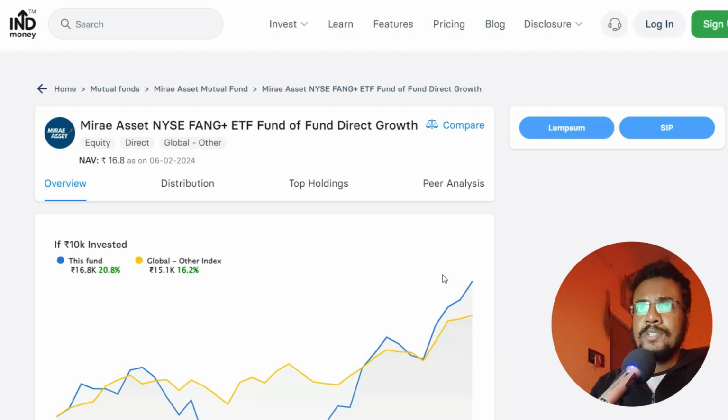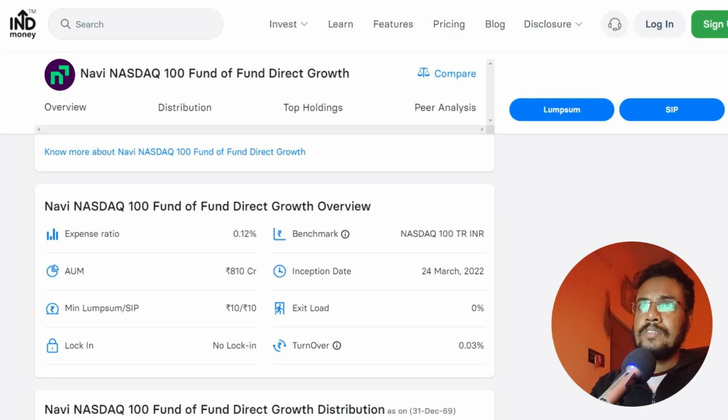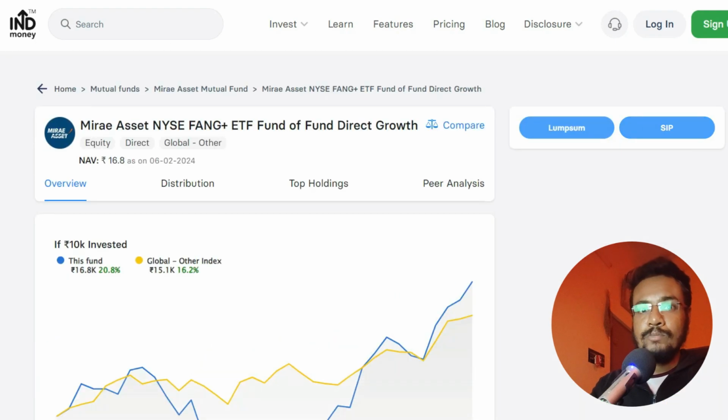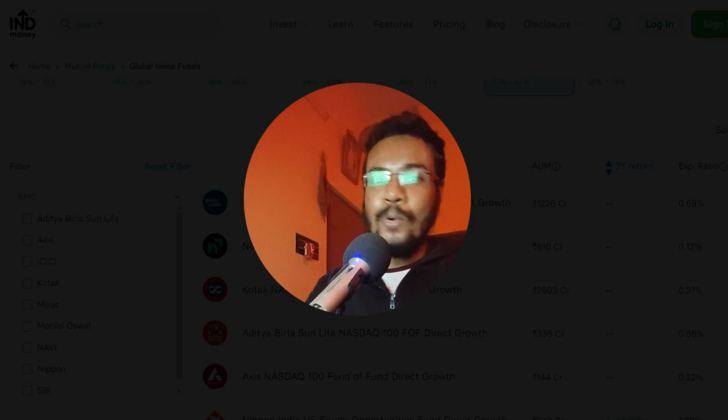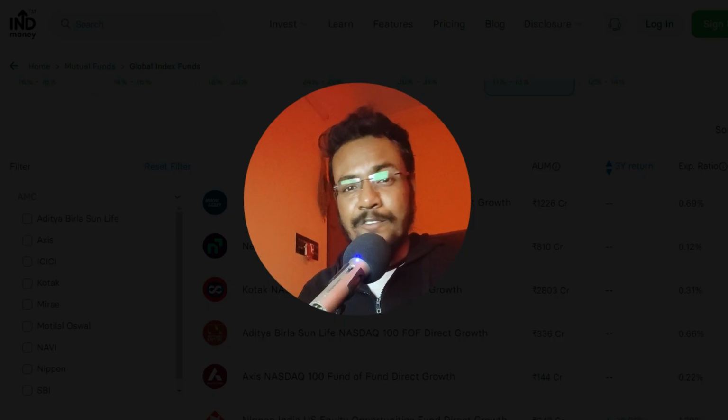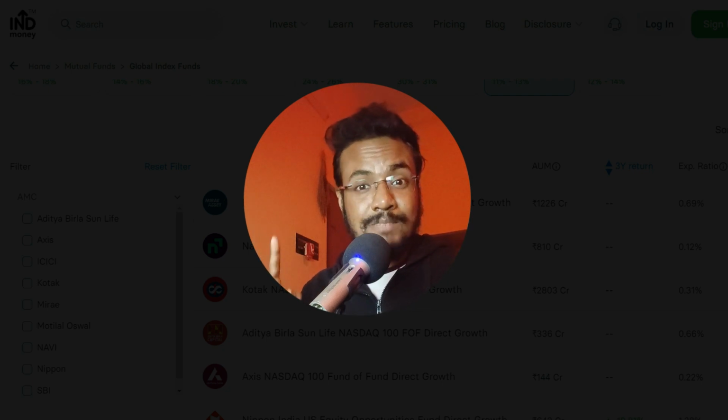Okay, so these are the 3 top index mutual funds using which you can invest in the US stock market, and the best indices of the US stock market. So go ahead and start investing in the US stock market very easily just by using these mutual funds.